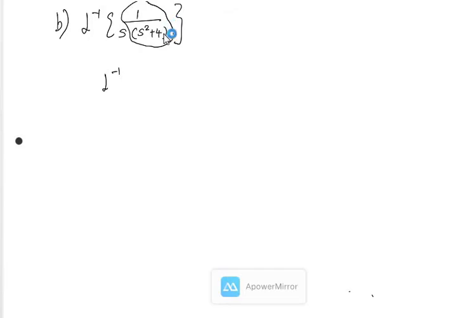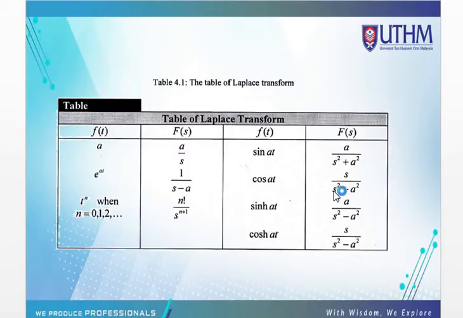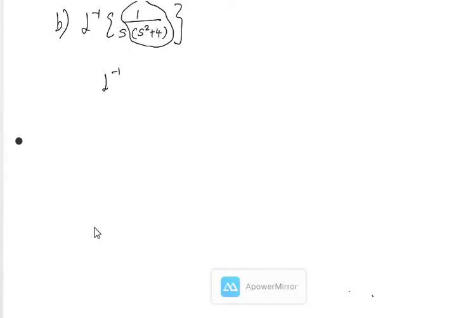If it is s squared plus 2 squared, that must be sine or cos. Let's check the table. In this table we can see s squared plus a squared. This one is also s squared plus a squared, but for the cos it must have the s, and for the sine it is only for the a. So in this case, sine at would be more suitable for this question. Therefore, the inverse Laplace transform of 2 over s squared plus 2 squared is equivalent to sine 2t.